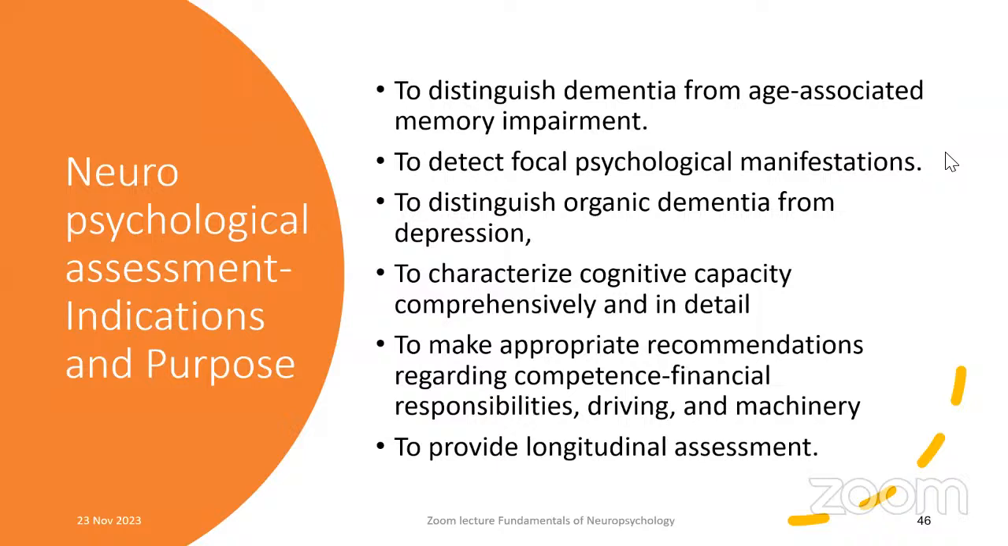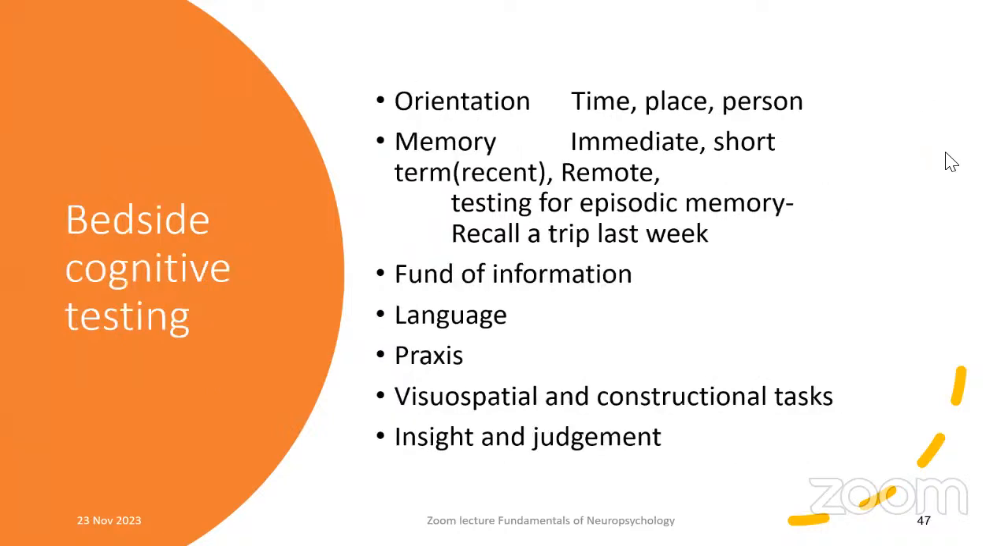It is to distinguish dementia from age-associated memory impairment, to detect focal psychological manifestations, to distinguish organic dementia from depression, to characterize cognitive capacity comprehensively and in detail, and to make appropriate recommendations regarding competence and financial responsibilities, driving and machinery, to provide longitudinal assessment. All these things are very important.